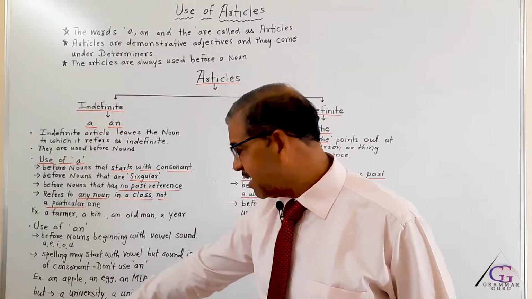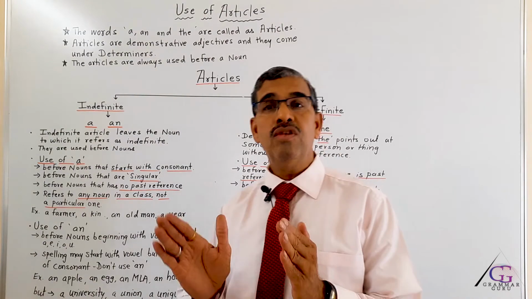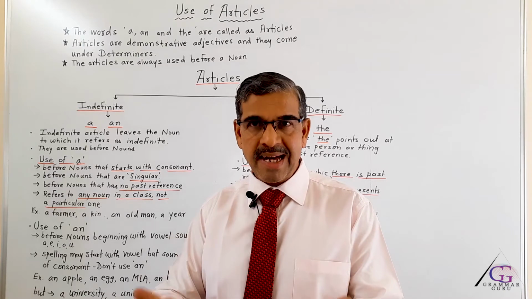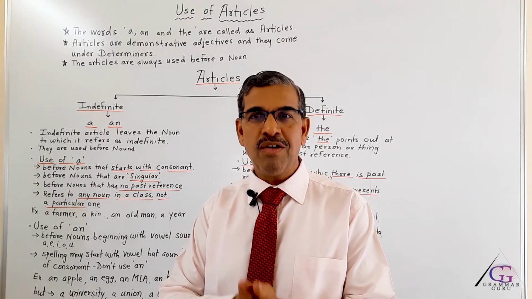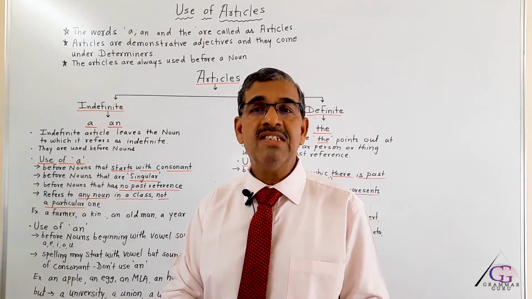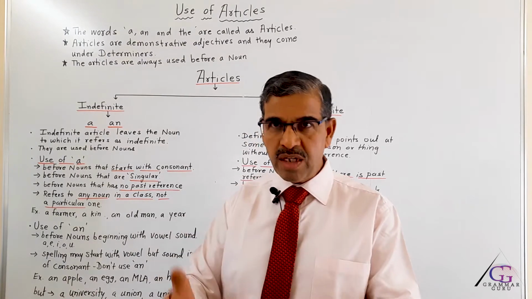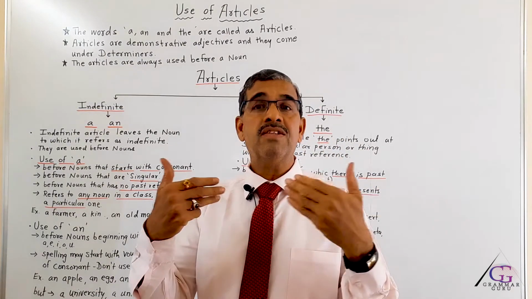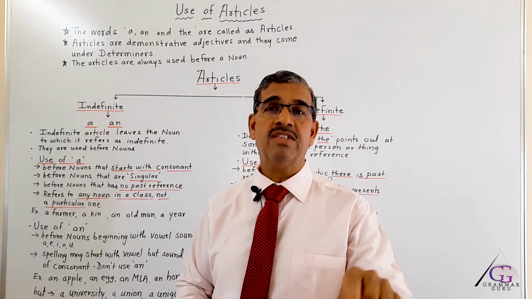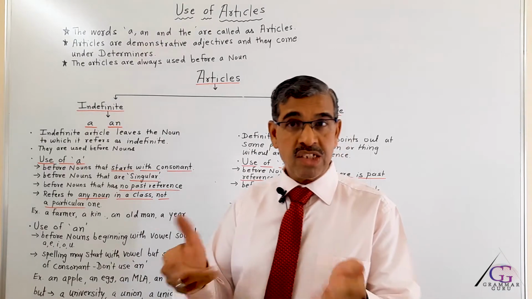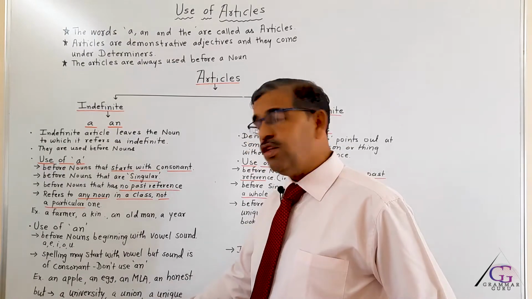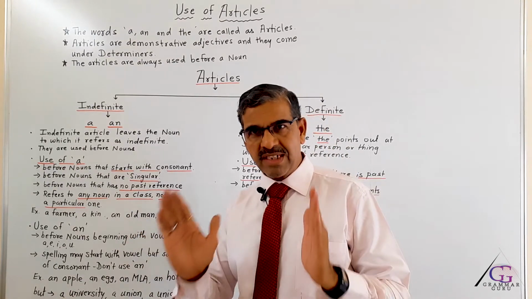But in certain rare cases, when I say the word university, the spelling starts with U, true, but the sound heard is of consonant Y. Do I say an university or do I say a university? When I say university, the spelling starts with U, but the sound heard is of Y, which is a consonant sound. So in that case, we say a university, not an university, though it starts with the vowel a, e, i, o, u. So a university, a union, a unique are certain words that you have to keep in mind.